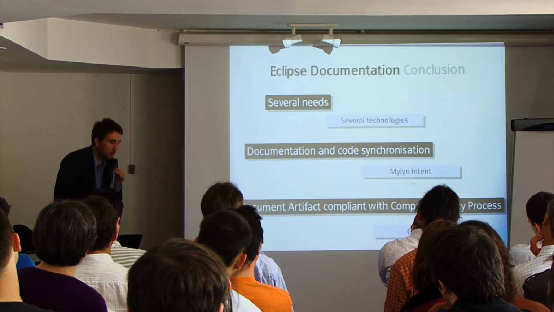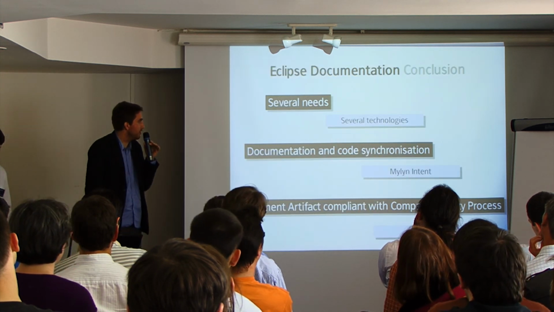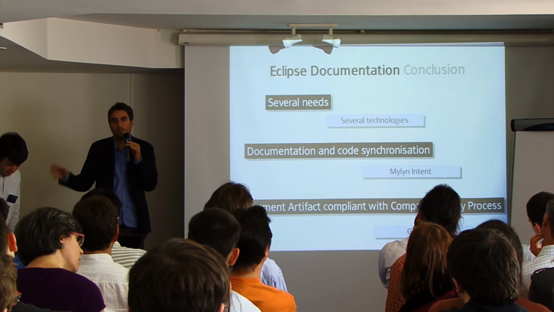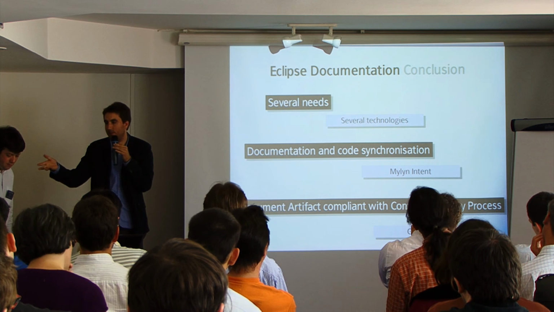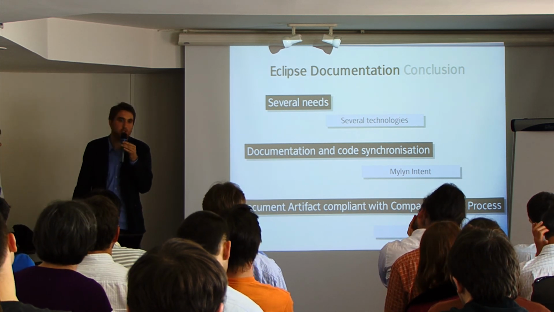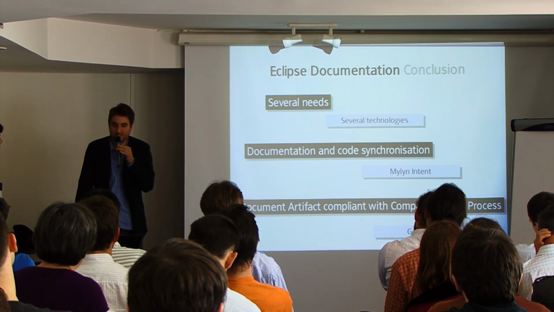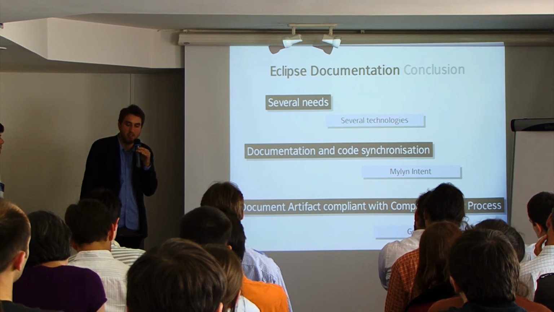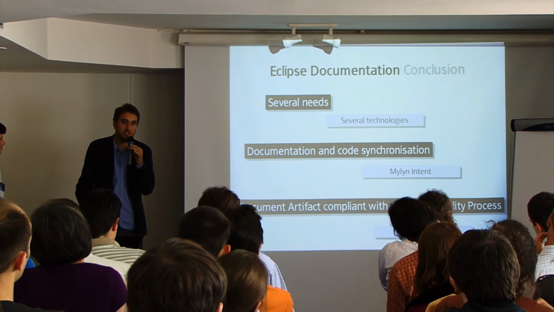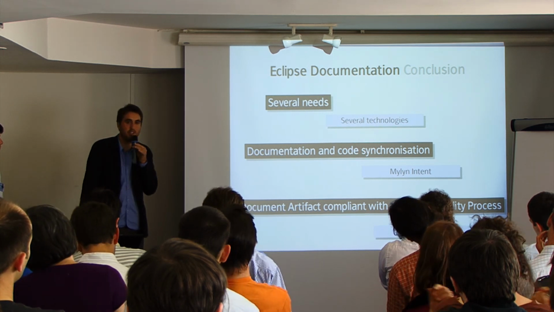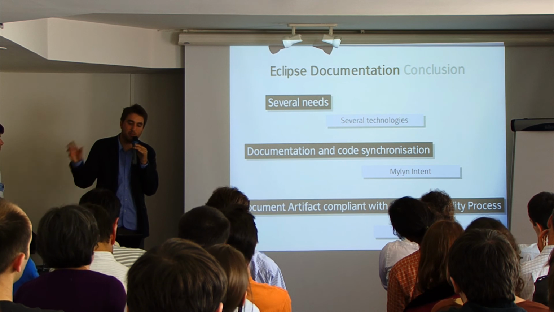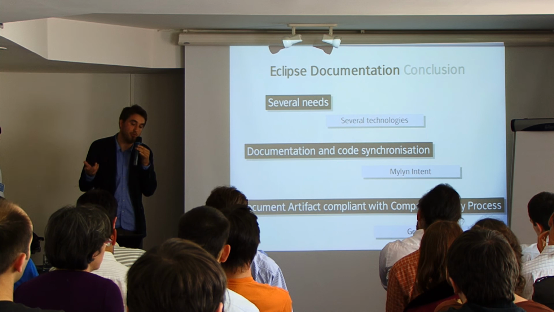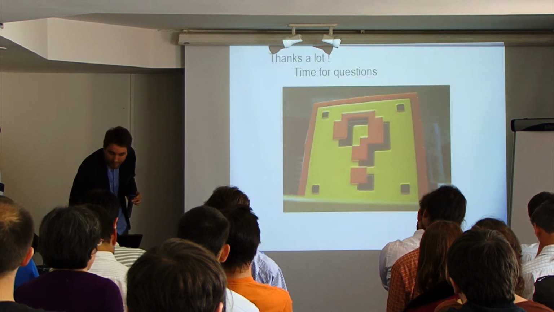So, what we have to remember about this talk: there are several needs in Eclipse, and we address modeling in this talk. Modeling for documentation in code, any code in fact, and modeling where we want to generate documentation from a model. In the case of documentation and code synchronization, it's clear that we can use Mylyn Intent. And if you want to have a document artifact compliant with the quality process, you could, if you want, use Gendoc2. Thank you.